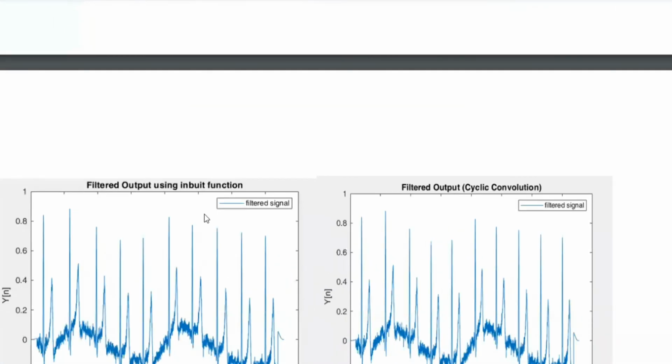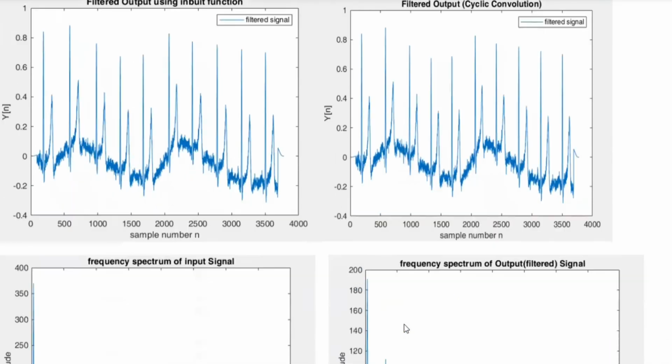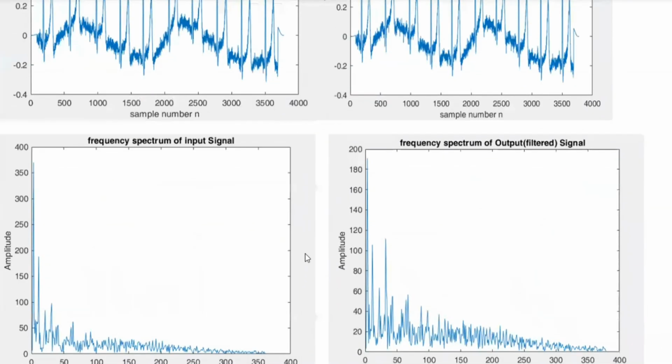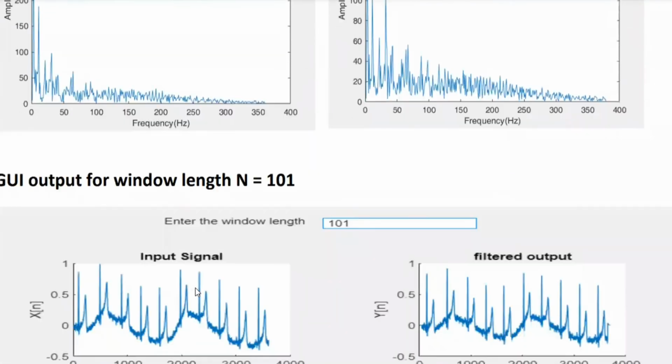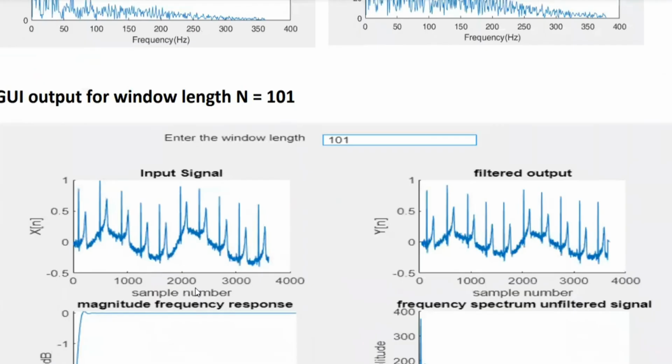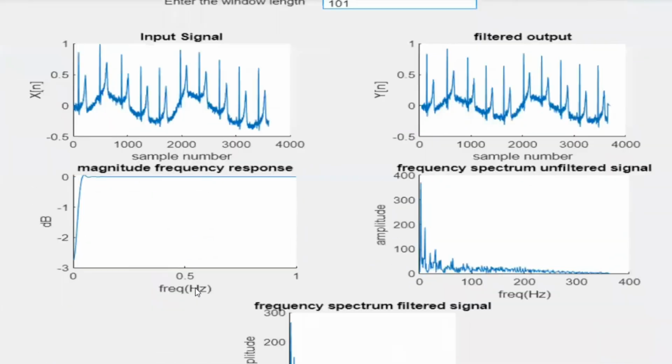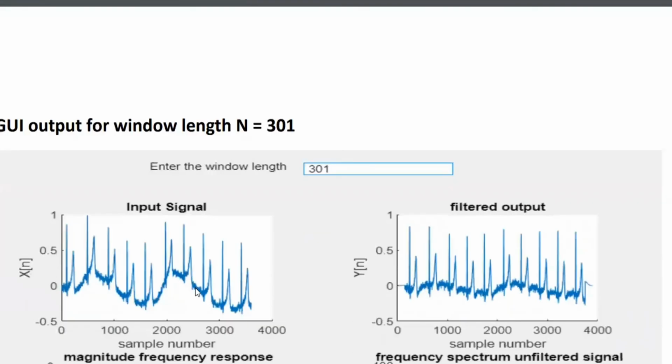We have found the output using the inbuilt function and the cyclic convolution function and matched them. They are almost equal. There is another frequency spectrum for the input signal and output filtered signal, that is for 181. This is the graph that we have found for N equals 101. This is for N equals 330.